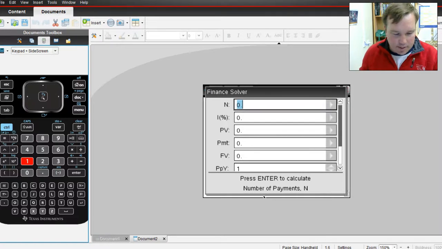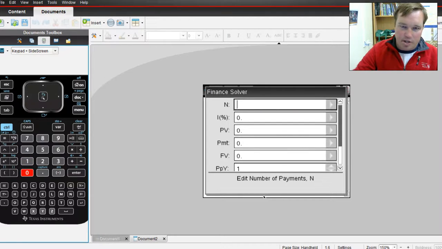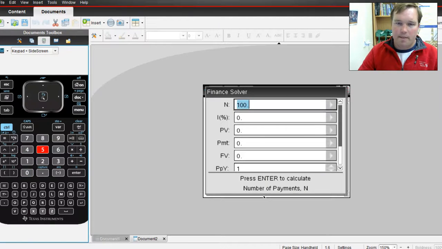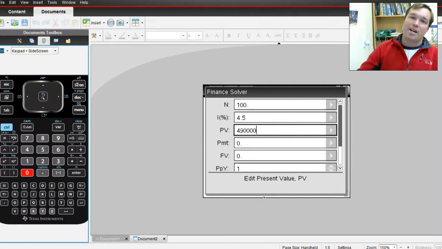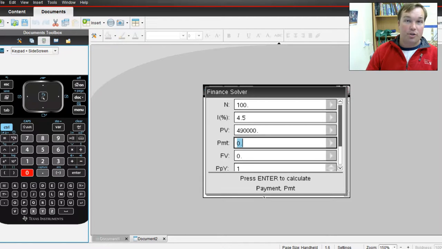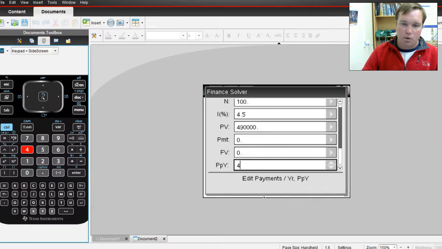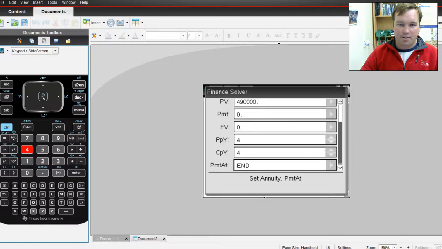So here, what do we say? There was 100 there. Note if you say 4 times 25, that's fine as well. Press tab to go between them. Interest rate was 4.5%. Present value was positive 490,000. Positive because they got the money. Payment amount we don't know, so we'll leave it as 0. Future value is 0 because that's the amount the loan will drop to. Payments per year is 4. Note that it automatically changes CPY to 4. Compounds or payments are at the end.